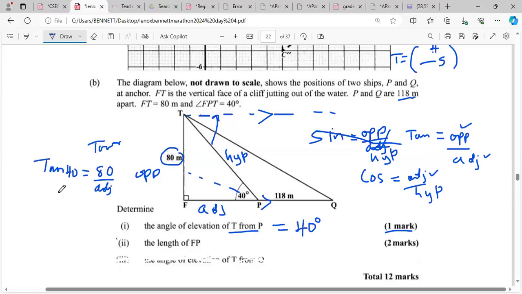Alright, and then we cross multiply. So it would be tan 40 times the adjacent. We just use the adjacent, guys. And then this is equal to 80. So we want to get the adjacent by itself, so we do the opposite, which is to divide by tan 40. And what we do to one side, we do to the next side.